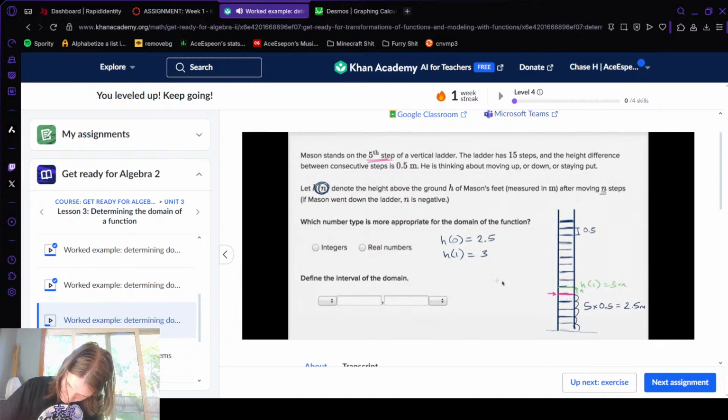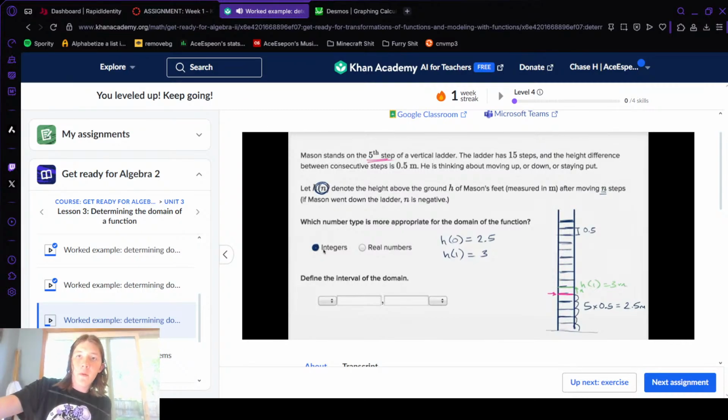It's not real numbers. He can't move pi steps from where he is. He can't move square root of 2 steps from where he is. He can't even move 0.25 steps. Then he'd put his foot in the air. So this is definitely going to be about the integers, not the real numbers. In fact, it's not even all integers because he can't go down an arbitrary amount, and he can't go up an arbitrary amount either. But the domain is going to be a subset of integers.